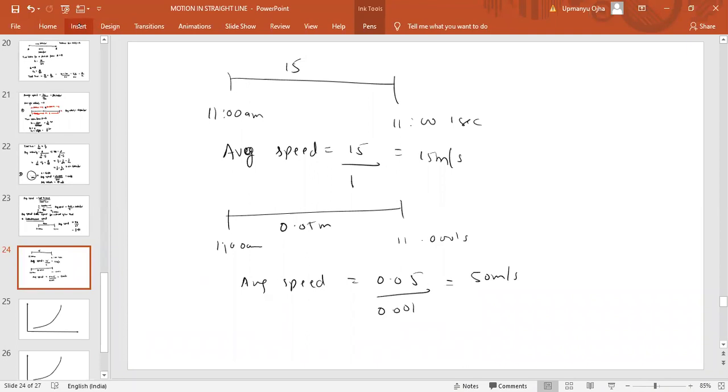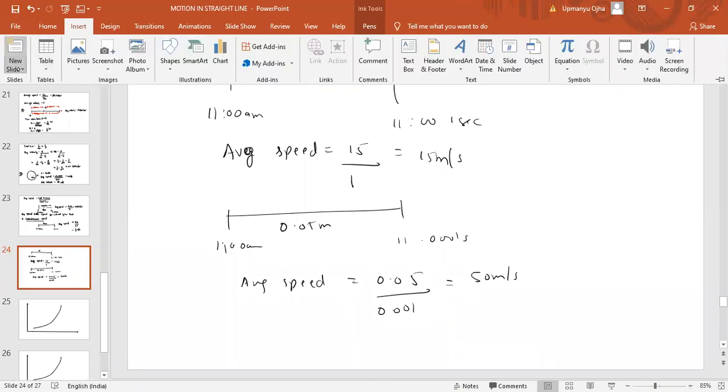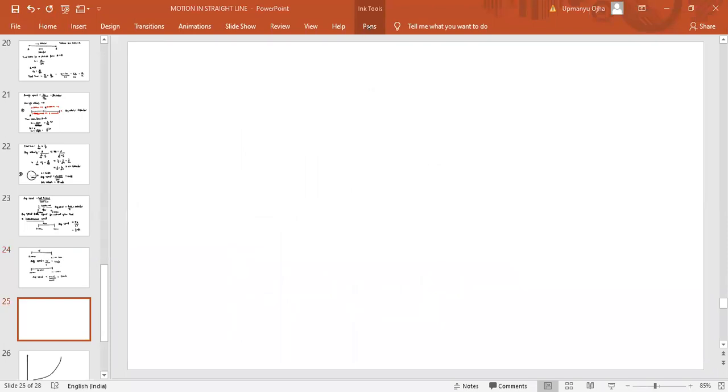See, to define average speed, what is average speed? Average speed is total distance traveled, which is delta x by delta t. Delta x is the change in distance and delta t is the time taken. That is the average speed. Now if this time interval is very small, so I can write here, if delta t tends to 0, means its value is so small that it is approaching 0, then in that case this average speed becomes instantaneous speed.